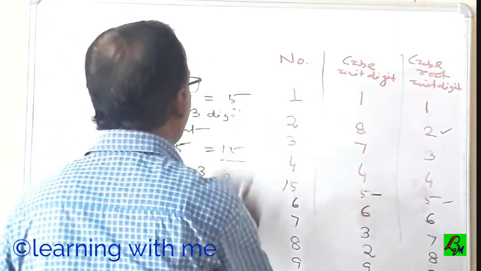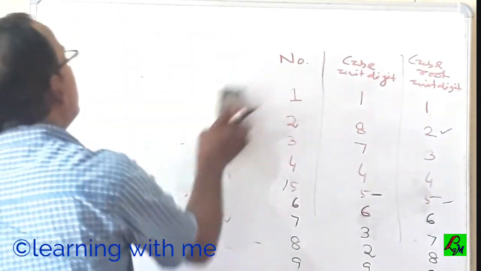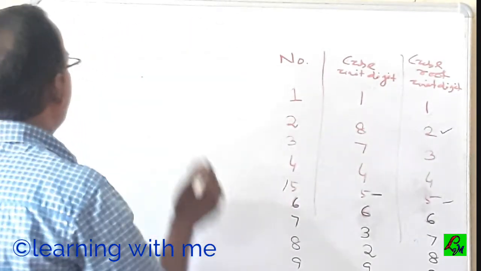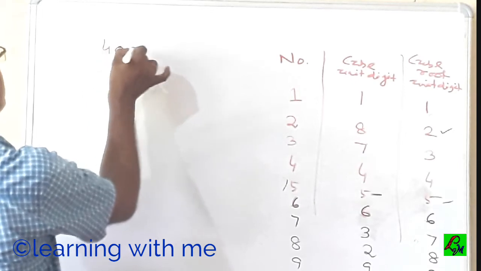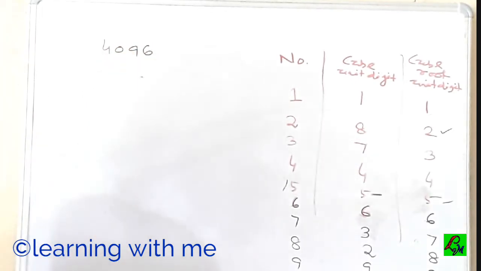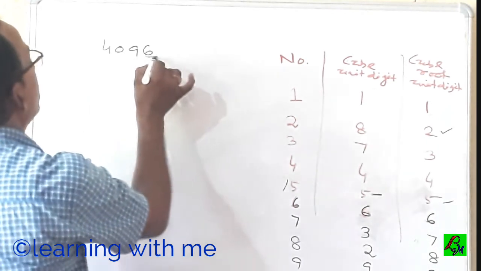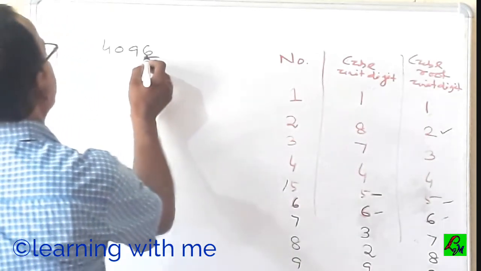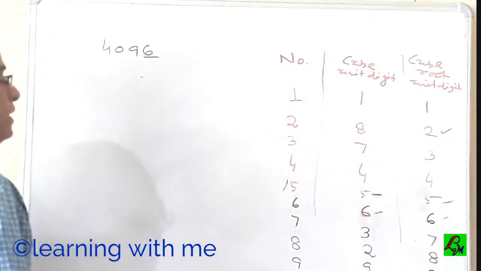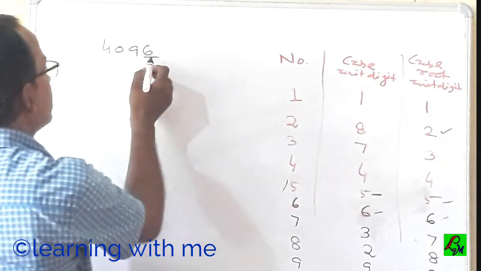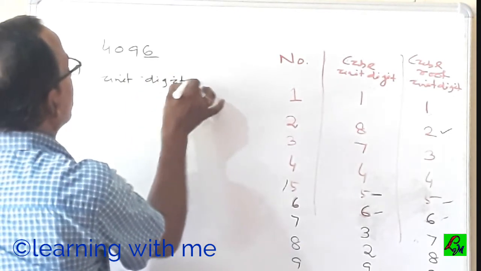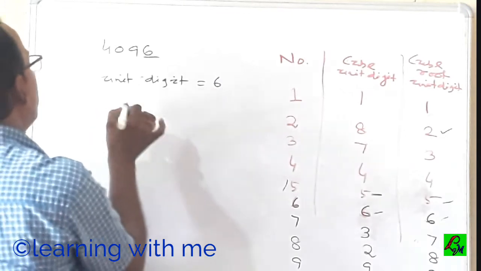Similarly, take another example, 4096. Its unit digit is 6, so its cube root unit digit is 6. So the unit digit equals 6, and we strike out 3 digits.